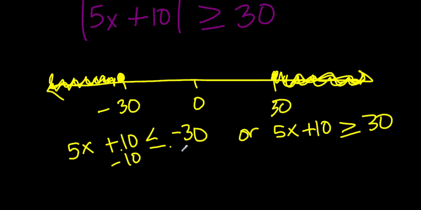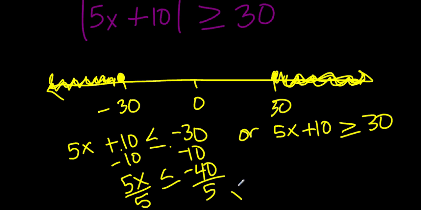I subtract 10 from both sides. And I'm going to get 5x is going to be less than or equal to negative 40. And I divide by 5 on both sides. And I get x is everything less than or equal to negative 8. It could be less than or equal to negative 8.